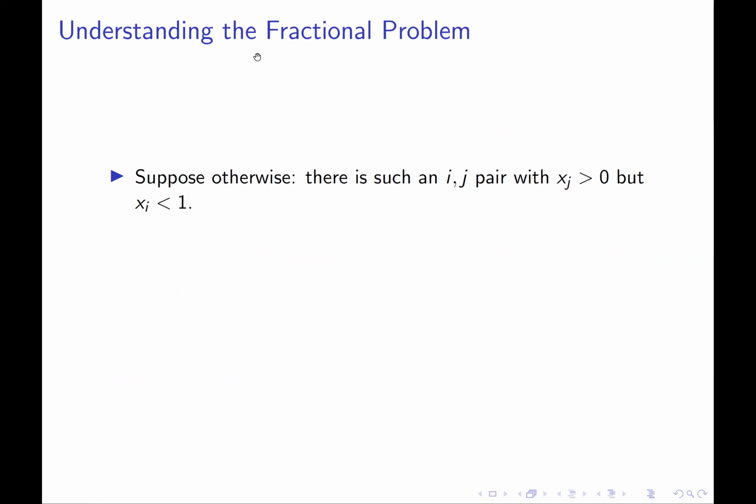So suppose it wasn't true, right? Suppose we had such an ij pair, so bidder i actually has higher value density than bidder j, but in the optimal solution, bidder j gets allocated something, right? Xj is strictly positive, and bidder i, the higher density bidder, is not fully allocated. Xi is less than 1.